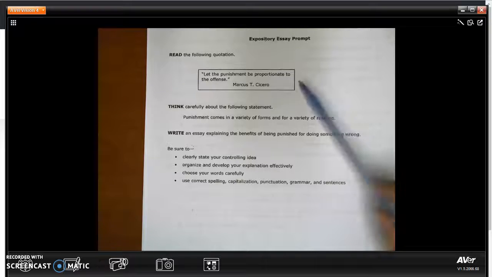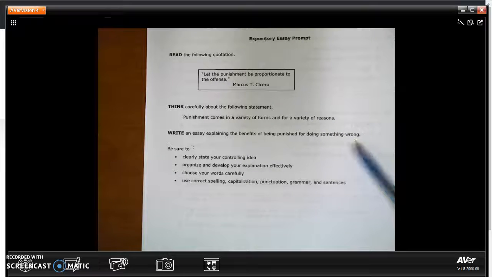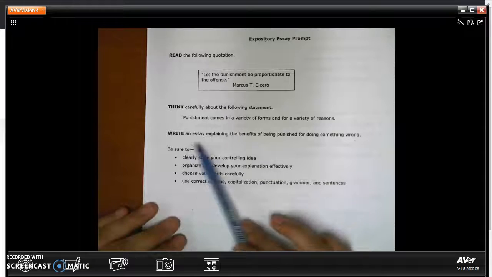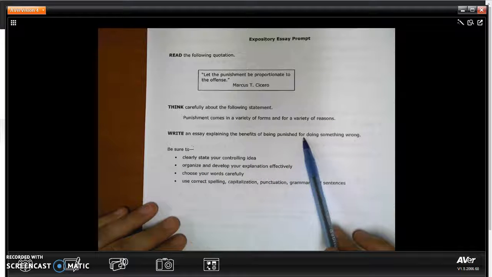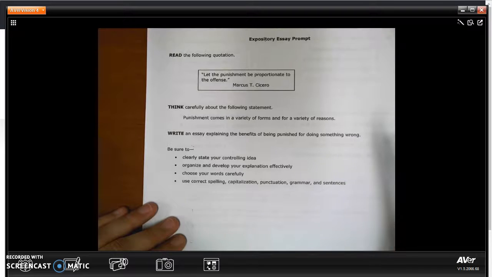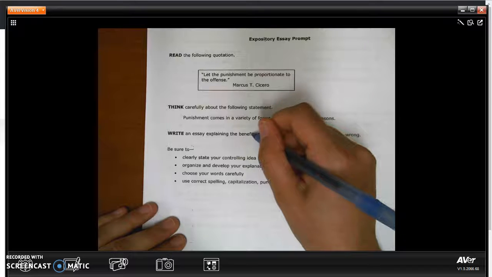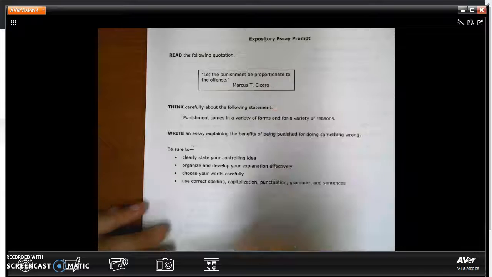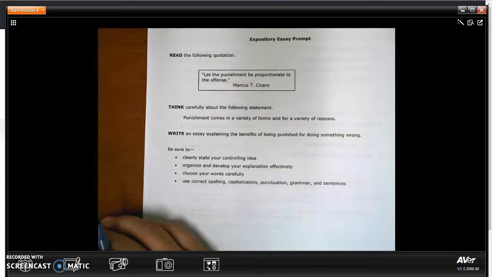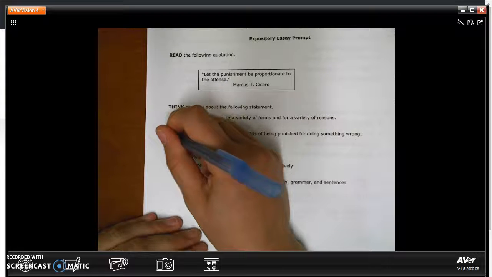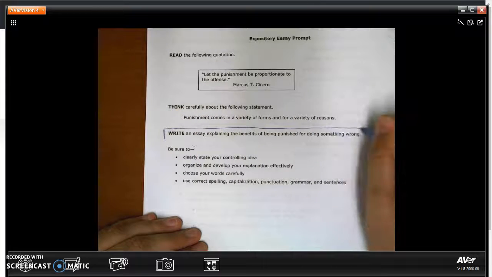You have your read portion, your think portion, and your write portion. Which one of those is the actual prompt that you are working on? Is it the read, the think, or the write? And make sure that you underline or box in your prompt. So I see right here, it says write an essay explaining the benefits of being punished for doing something wrong. So benefits, are those good or are those bad? Annotate it off to the side. Are benefits good or bad? And you're going to box this in.